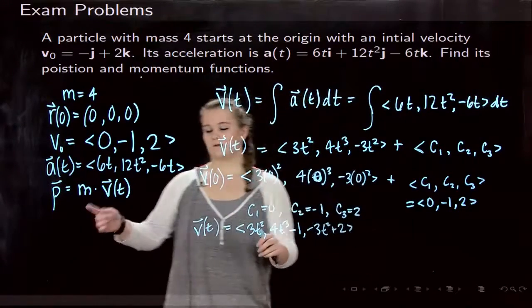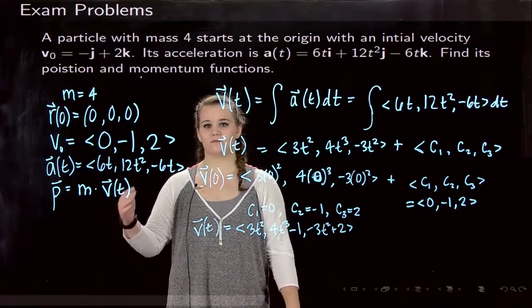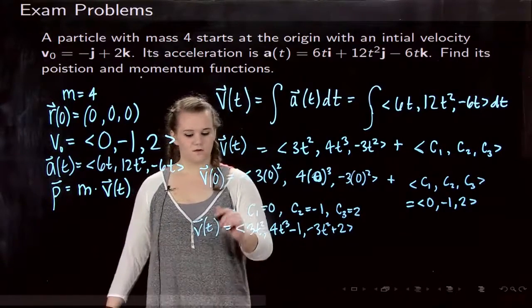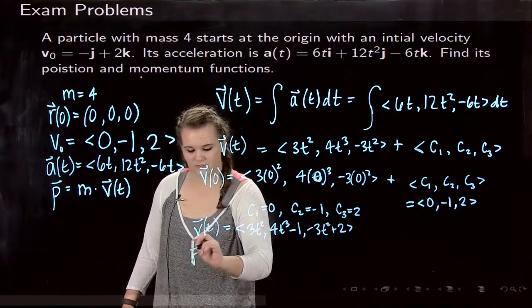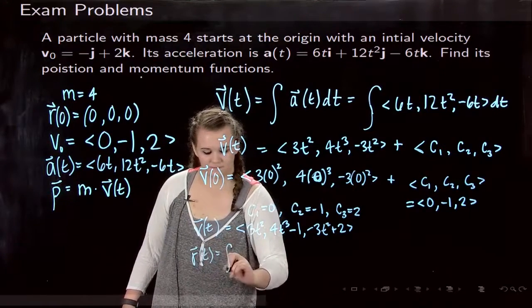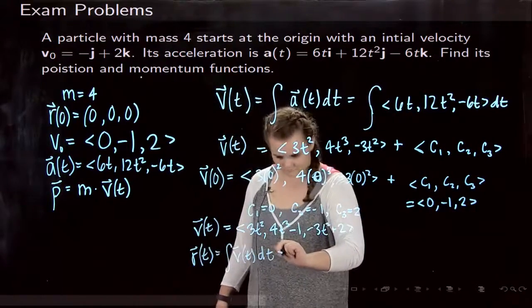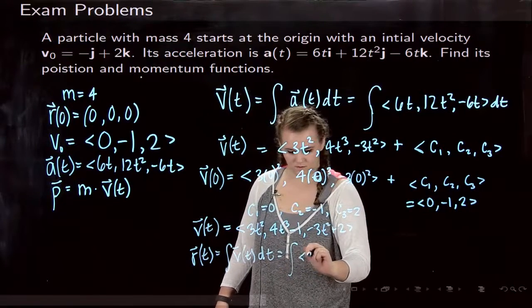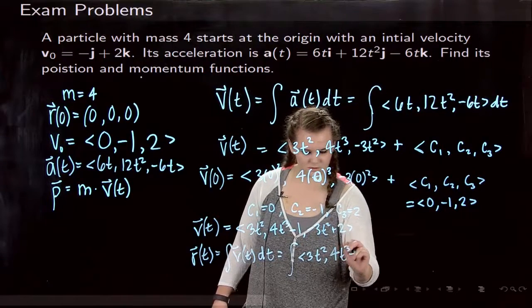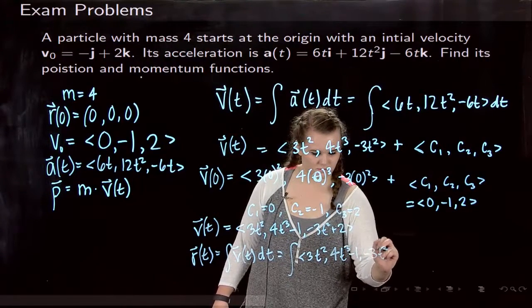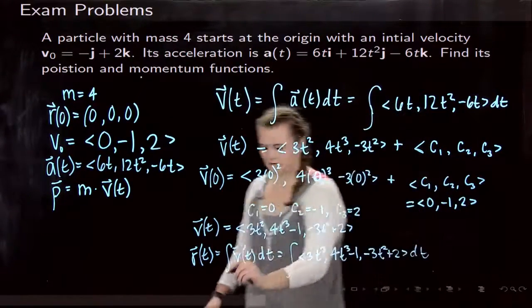So we need this for our momentum, but we still need to find our position function. So let's continue to integrate this, and then we can go back and calculate the position and momentum functions at the same time. So now we need to integrate this function again to get our position function. So we have r of t is the integral of v of t dt. So writing in our velocity function, let me do it down here.